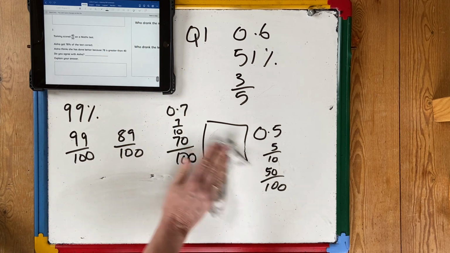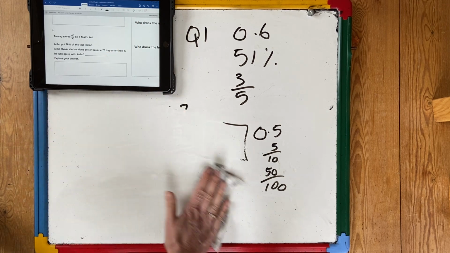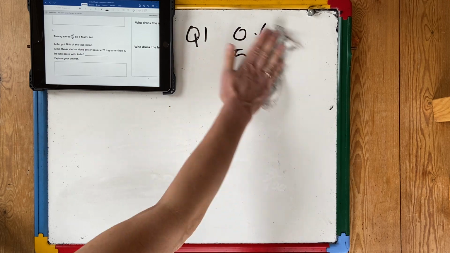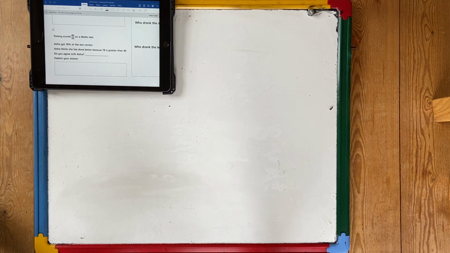Question 2. Tommy scored 40 out of 50 on a maths test. Aisha got 78% of the test correct. Aisha thinks she has done better because 78 is greater than 40. Do you agree with Aisha?